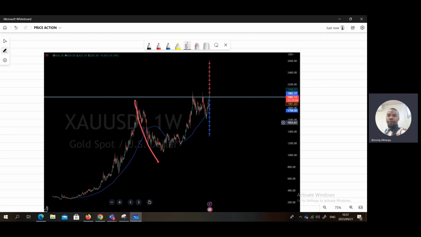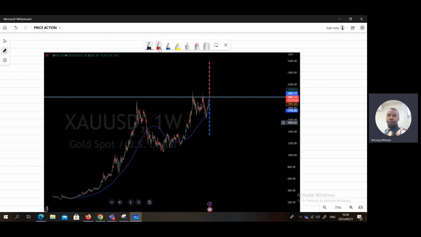This is our wave 2. We expect a wave 3, which is going to terminate somewhere around these levels. Then we can have a wave 4 and then a wave 5 on the super cycle. Right. I'm just going to label that. I'm focusing mainly on this last swing here. This is past price action.